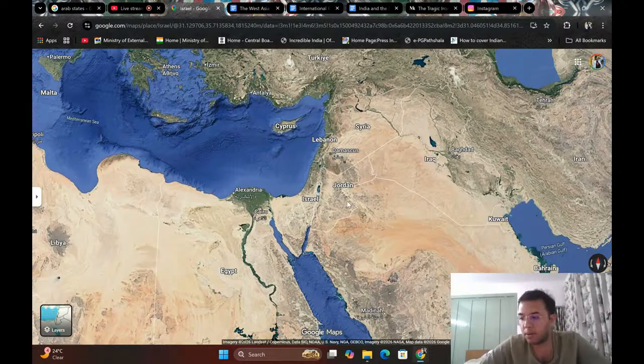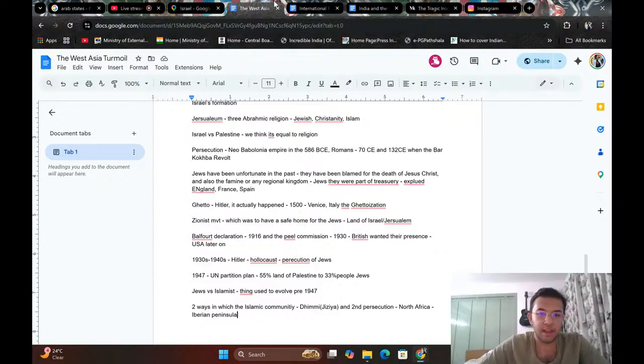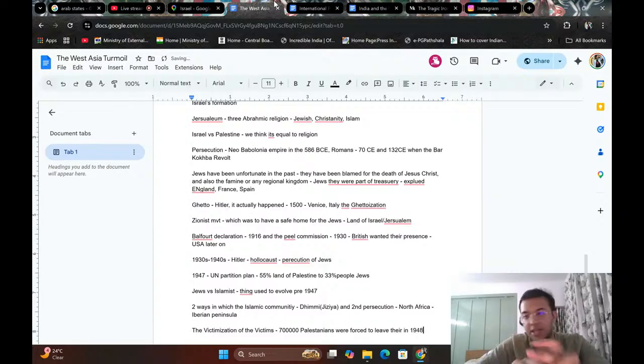to come about. The concept which comes in here is the victimization of the victims. The very own Jews who were persecuted from this particular area now started the initial persecution of Palestinians, and it's reported that 700,000 Palestinians were forced to leave their homes in 1948 when the initial purge started.